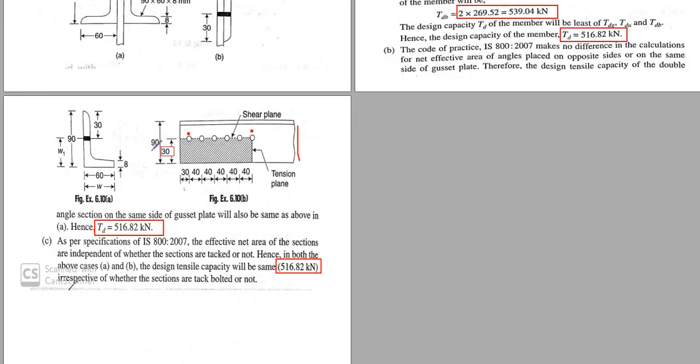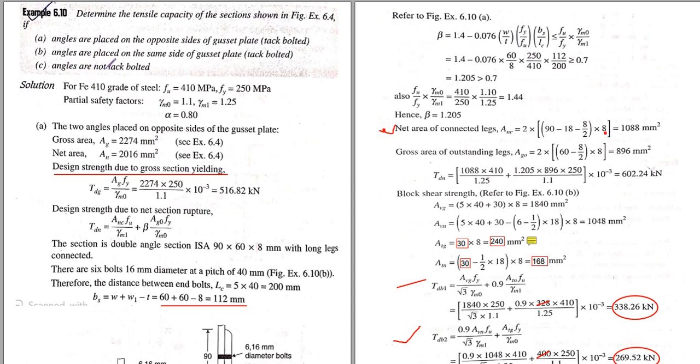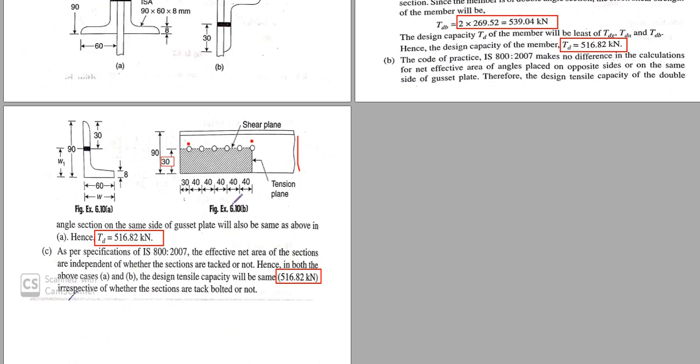And for the third question, the angles are not tack bolted. As I have already told you, tack bolting is done to maintain the pitch, or to resist the buckling effect, or to maintain the proper spacing between the gusset plate and the connected angle section. So it does not contribute any strength to the connection, so it is already omitted. So whether we provide the tack bolting or not, the case will be the same. For the three cases the strength will be the same.